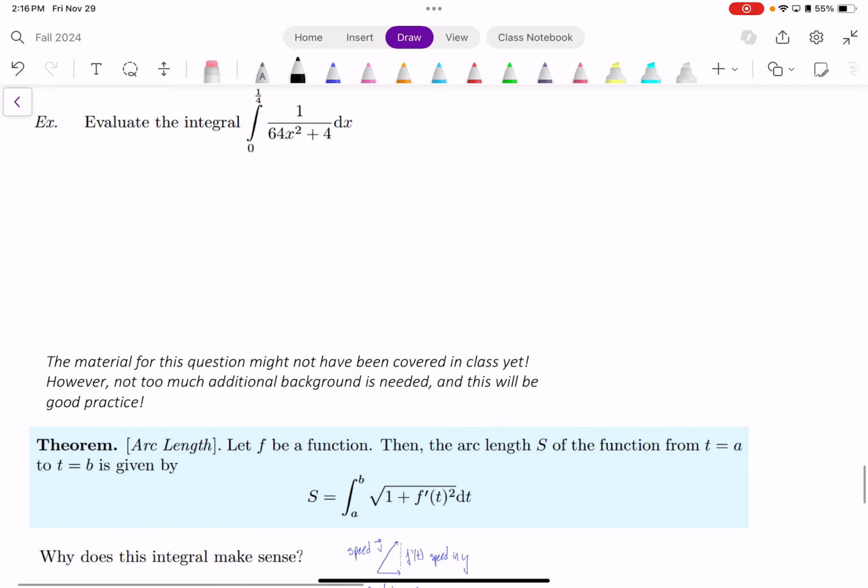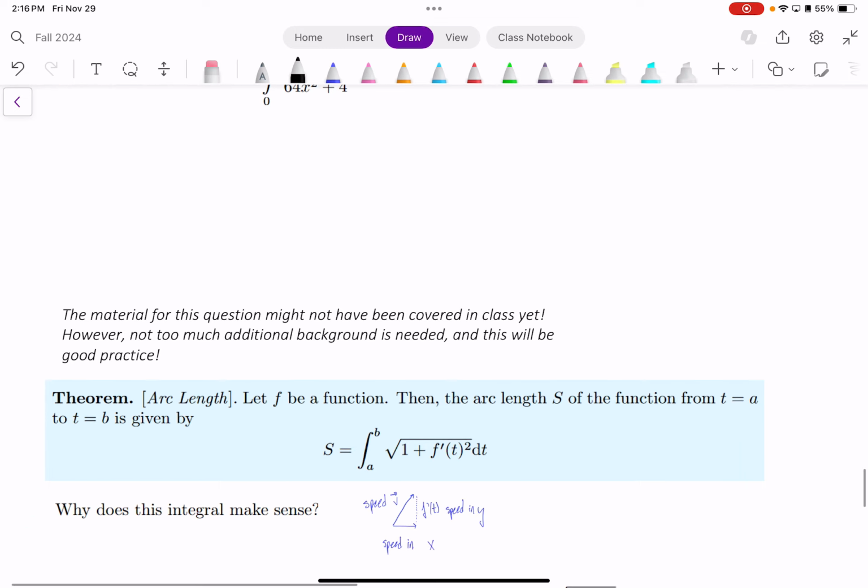So we're going to let f be a function. The arc length, s, of the function from t equals a up to t equals b is given by this integral. So what does an arc length mean? Arc length means, okay, look at some function. I want to see how long that function actually is. What is the distance that that function covers? So the arc length is given by this integral.